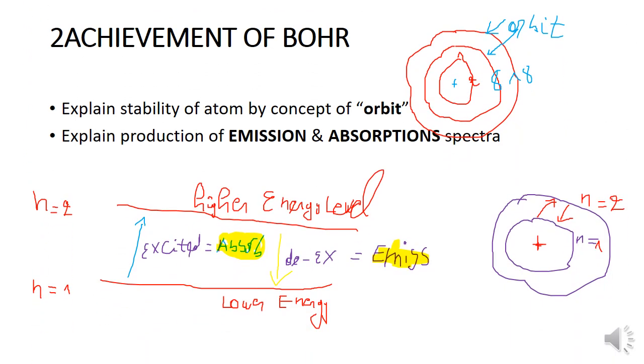Achievement of Bohr. Bohr tried to explain that the atom is stable when the electron is moving in its orbit.